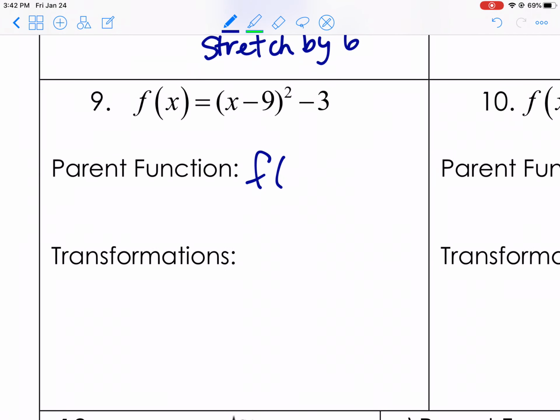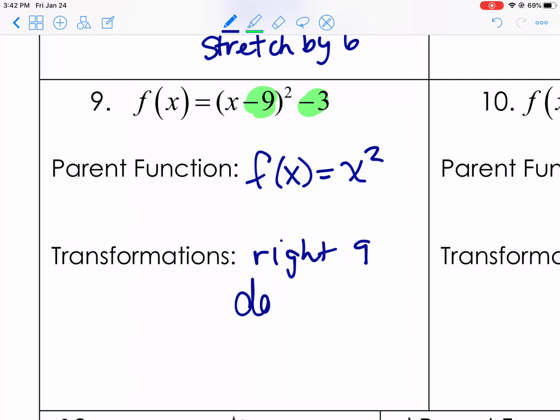This parent function is quadratic. We're going to talk about the -9 and the -3. -9 inside the function is right 9. -3 outside is down 3.